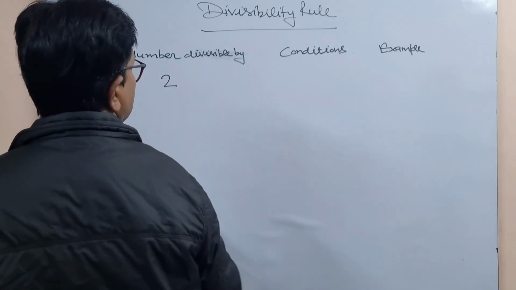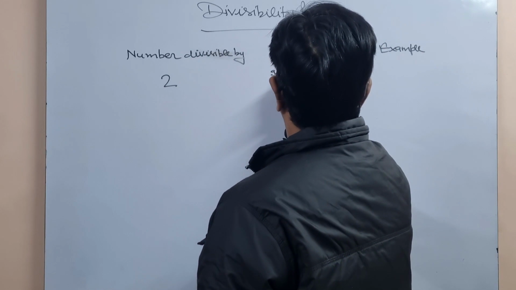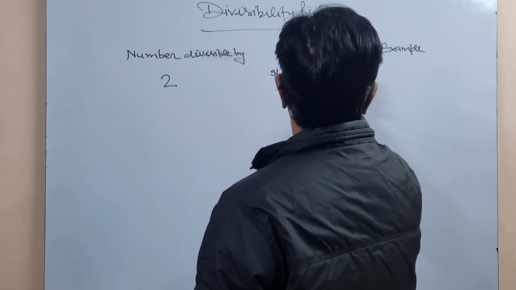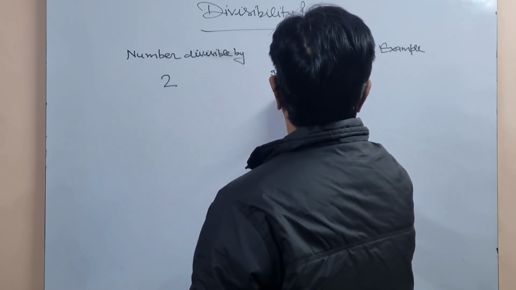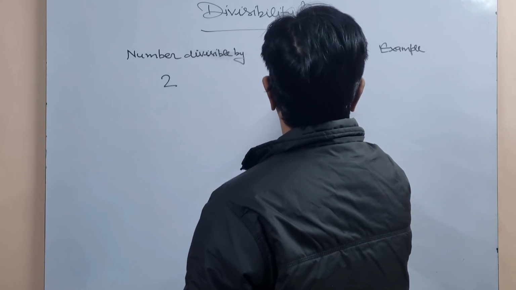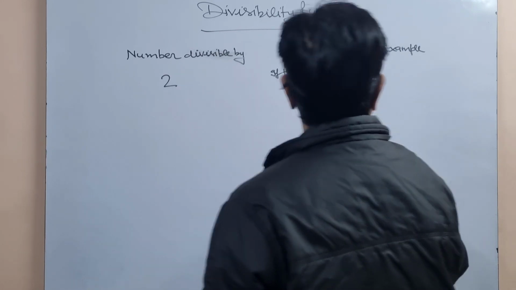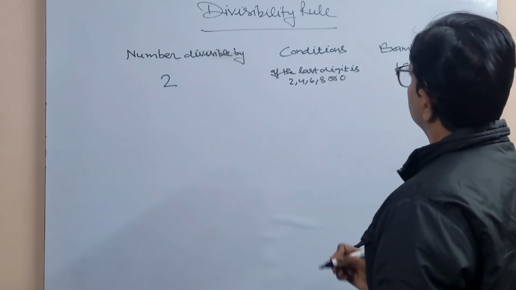2. If the last digit is 2, 4, 6, 8 or 0. Example: 18.